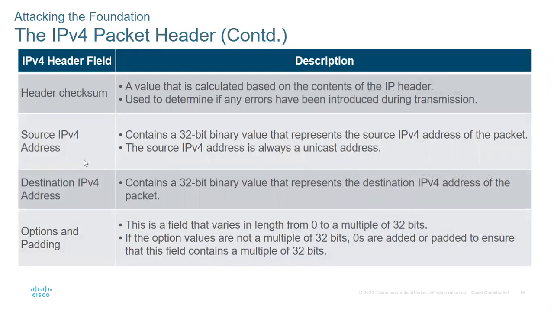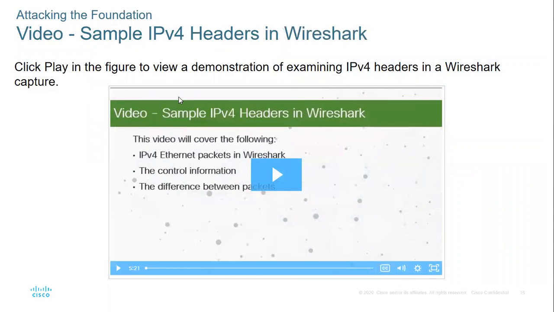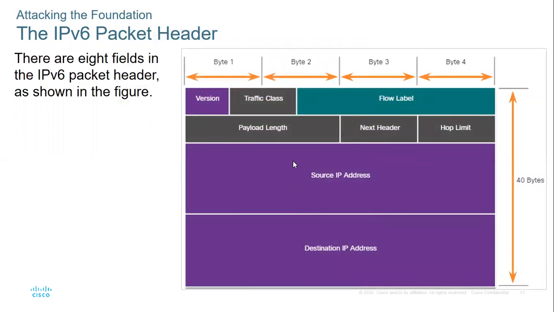All right, so I've explained about that, and then there's this other part, options and padding, which can be used for some certain information, okay? You see, again, there's this video which you can watch. And then this is the IPv6 header. You can see that it has a lesser number of fields. So the version here is 0110.